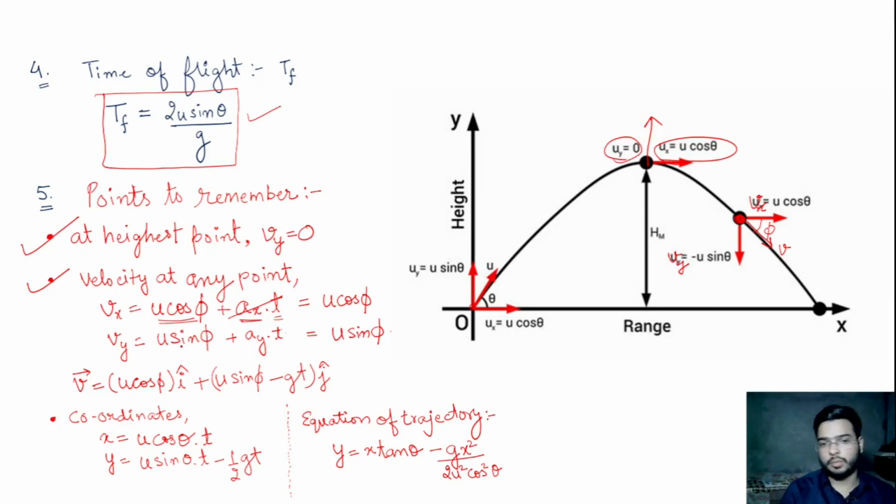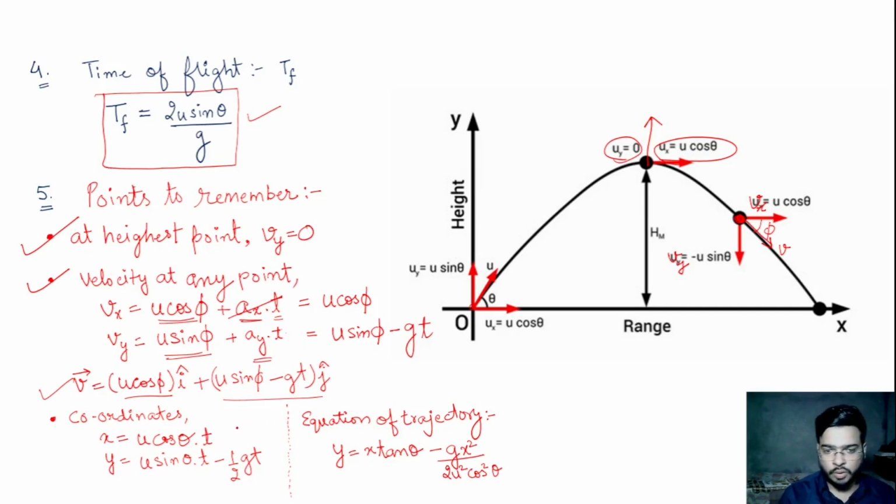So your u is u sin phi and your a is ay, which means minus g, right? And then this one is t, this one is minus gt, okay. So u sin phi minus gt is your vertical component. So if we combine these both components, we can say that the vector form of velocity, the final velocity here, or the velocity at any point also, is equal to u cos phi i cap plus (u sin phi minus gt) j cap.